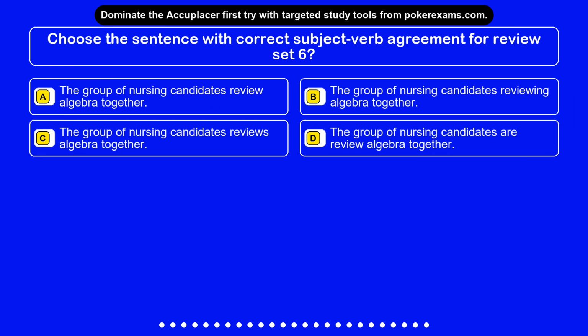Question 18. Choose the sentence with correct subject-verb agreement for review set 6. Option A. The group of nursing candidates review algebra together. Option B. The group of nursing candidates reviewing algebra together. Option C. The group of nursing candidates reviews algebra together. Option D. The group of nursing candidates are review algebra together.